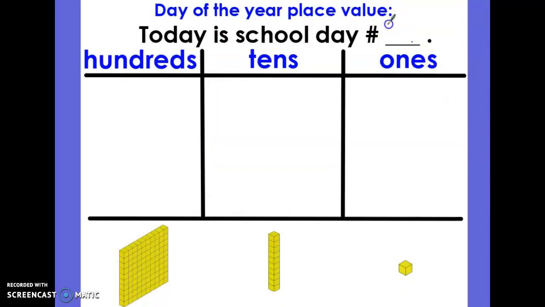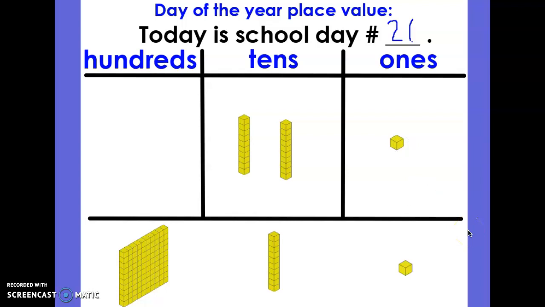So if we write our number 21, now let's build it with our base 10 blocks. So if we look in the tens place, we see we have 2. So I need 2 tens rods. And there is a 1 in the ones place. So I need 1, 1.